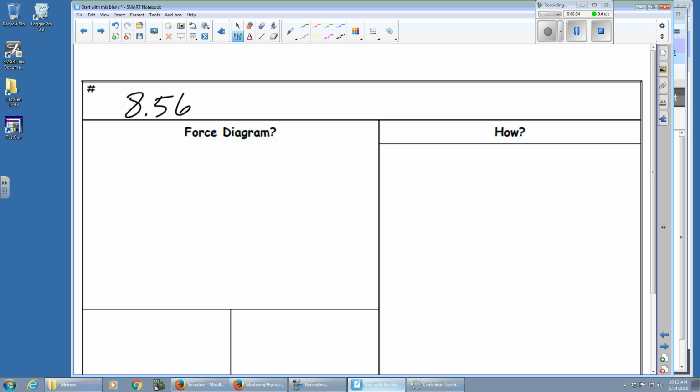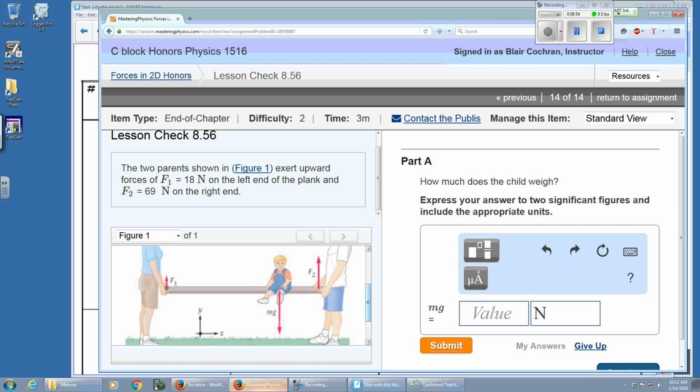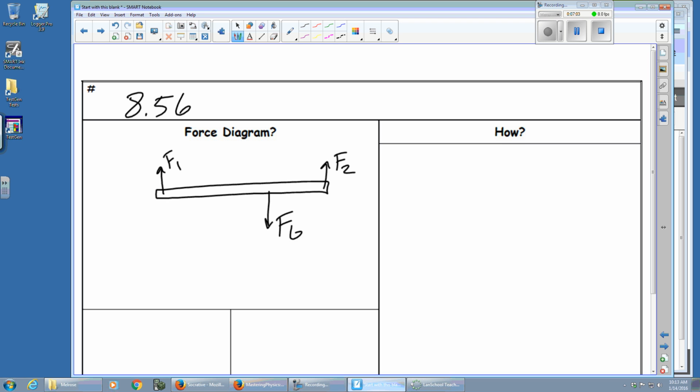So 8.56, we have the plank, we have F1, F2, and then I'm going to call it the force of gravity, which is, of course, the weight. They used the notation mg, same thing. Remember, it's completely up to you. They're asking you how much does the child weigh? Well, that's a good force diagram.